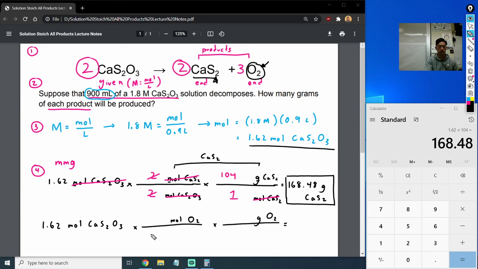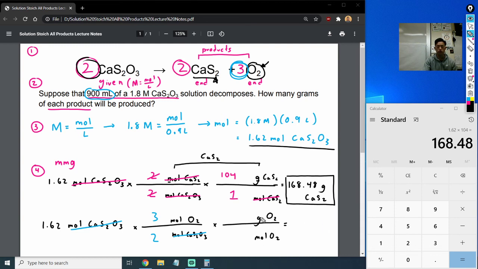Alright, so I want to cancel this out, so I'm going to put moles of CaS2O3 on the bottom. Since I have moles and moles on the same fraction, we're going to go to the chemical equation to find our numbers. The number in front of CaS2O3 is still 2, so I'm going to put a 2 on the bottom. The number next to moles of O2 is 3, so I'm going to put a 3 on the top, and that's going to allow me to cancel these out. Okay? Now I have moles of O2, which I want to get rid of, so I'm going to put moles of O2 on the bottom.